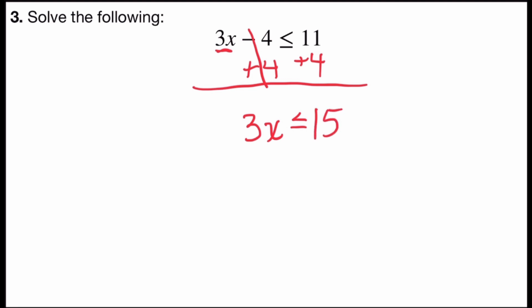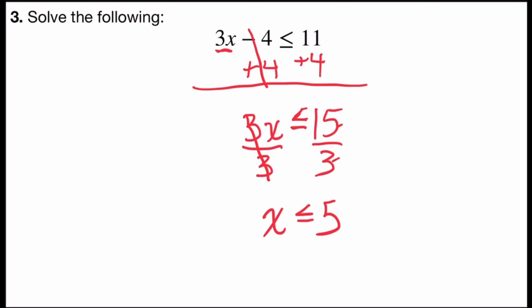And now I have to make the coefficient on x equal to 1. Similar to what we do in an equation, I'm going to divide both sides by 3. And since it's a positive value I'm dividing by, the inequality symbol will remain the same as less than or equal to. So 3 divided by 3 is 1, or some people say it cancels out, so I'm left with 1x is less than or equal to, and 15 divided by 3 is 5. And so I have x is less than or equal to 5.